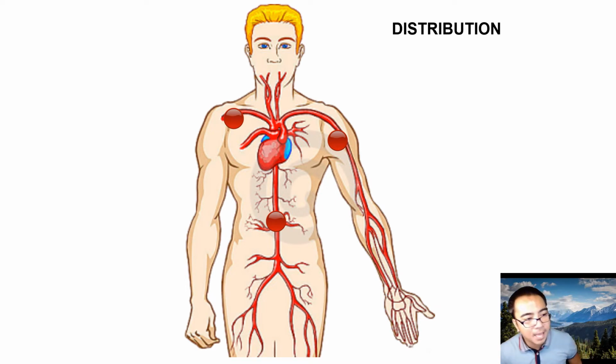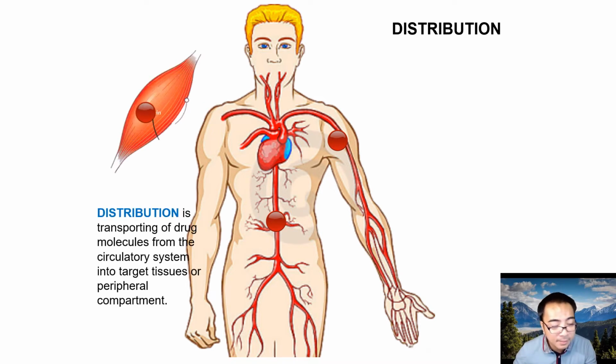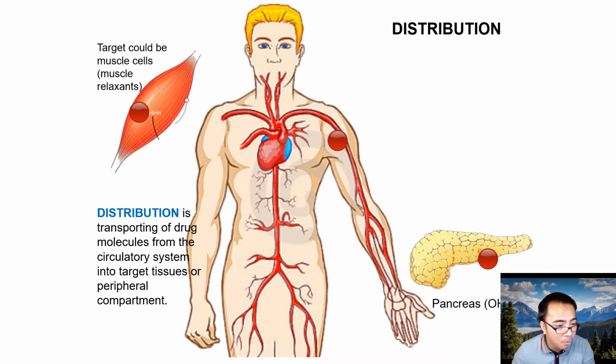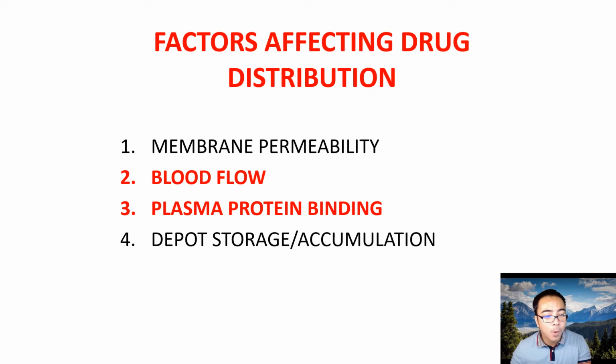Let's talk about distribution, class. So sabi natin, it's the process where a drug molecule leaves the bloodstream. Right? So, pwede kasi class, ang drug natin aalis ng bloodstream papunta sa muscles, okay, such as muscle relaxants or any drug that targets muscles, okay, or goes to your pancreas, such as in the case of OHA or oral hypoglycemic agents, or goes to your adipose tissues for deposition. What are the factors then affecting drug distribution? So in terms of distribution, class, there are 4 factors affecting this. So membrane permeability, blood flow, plasma protein binding, and depot storage.